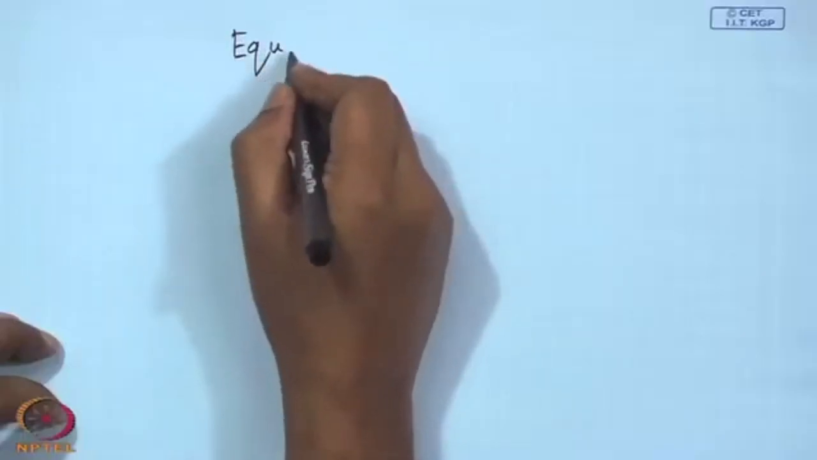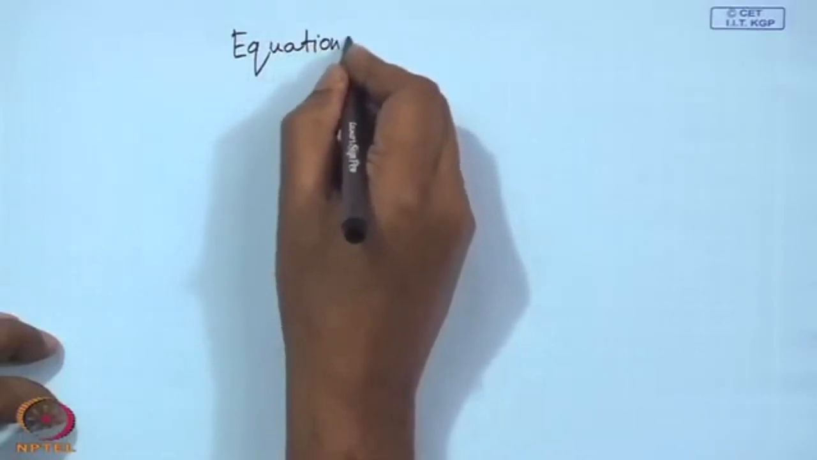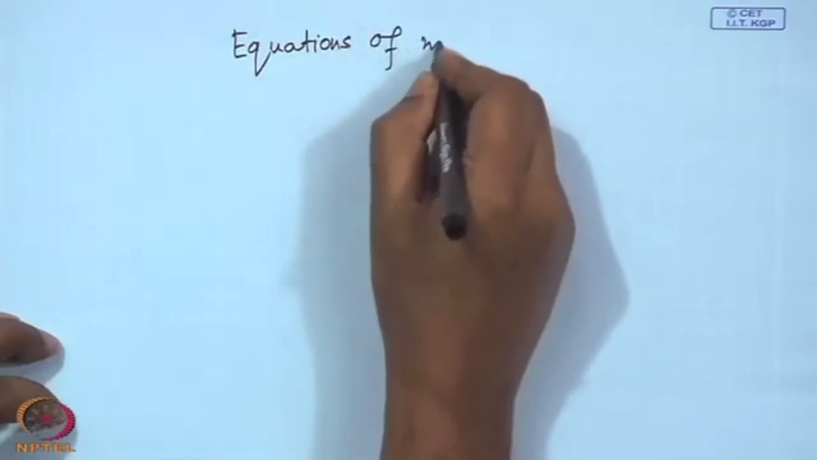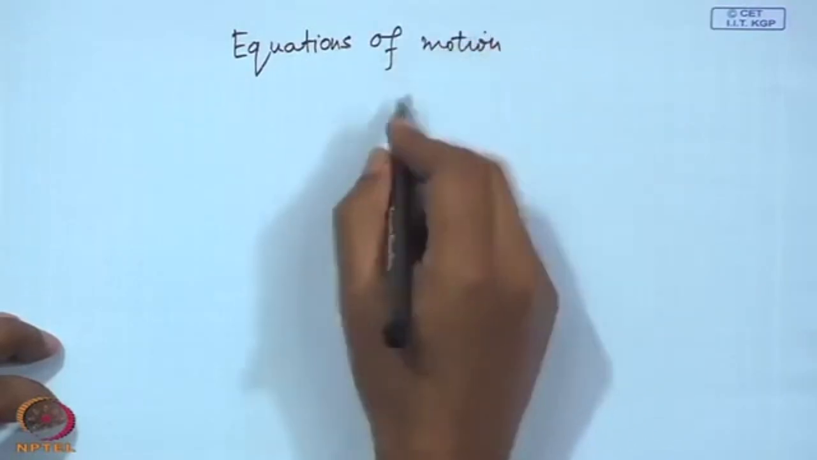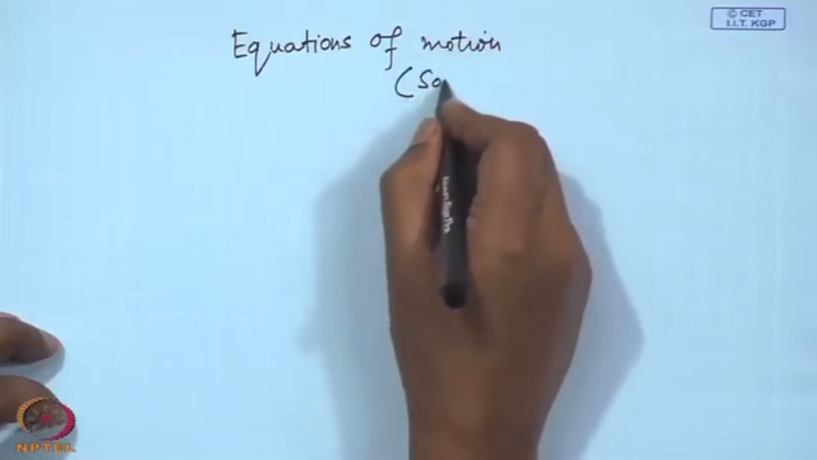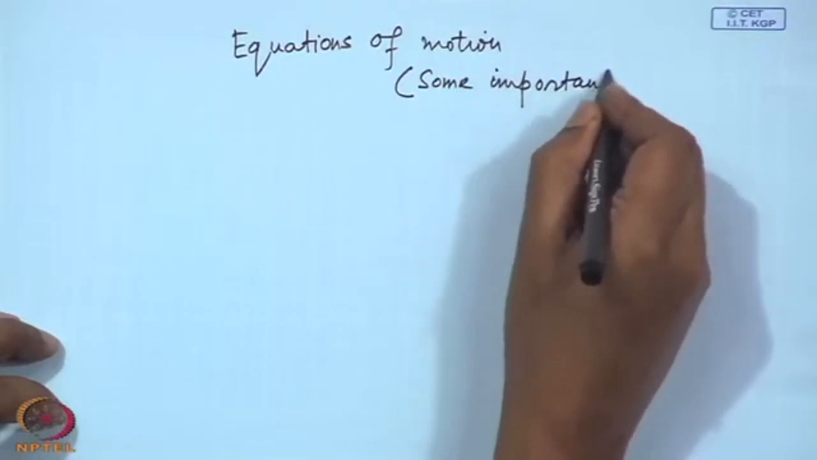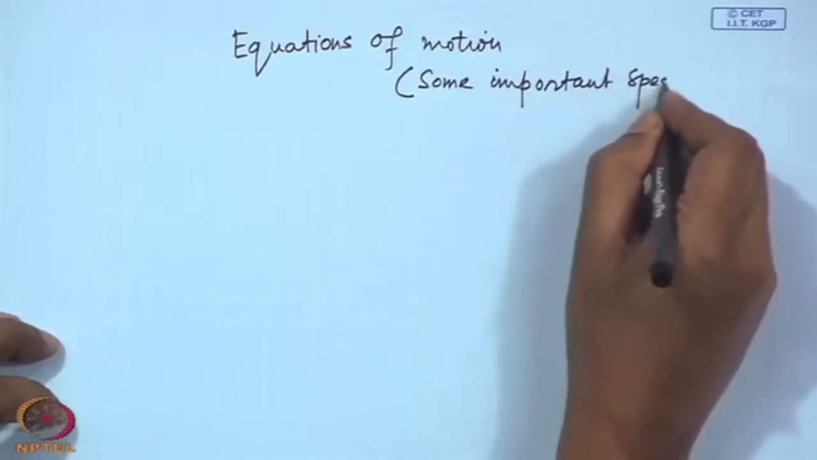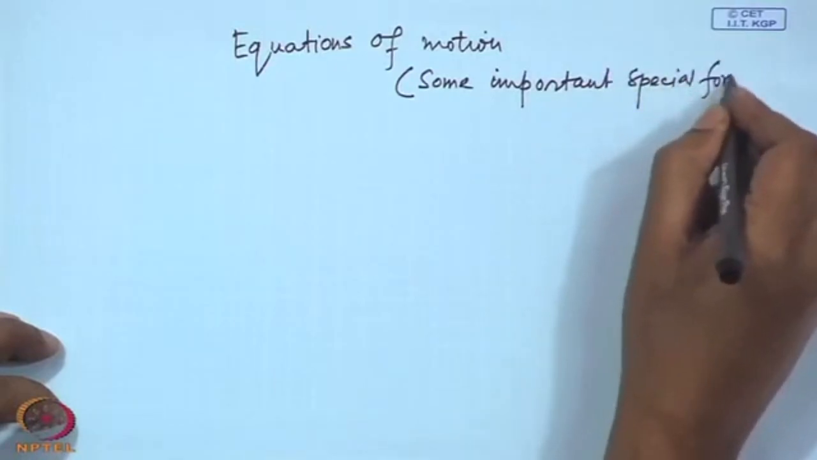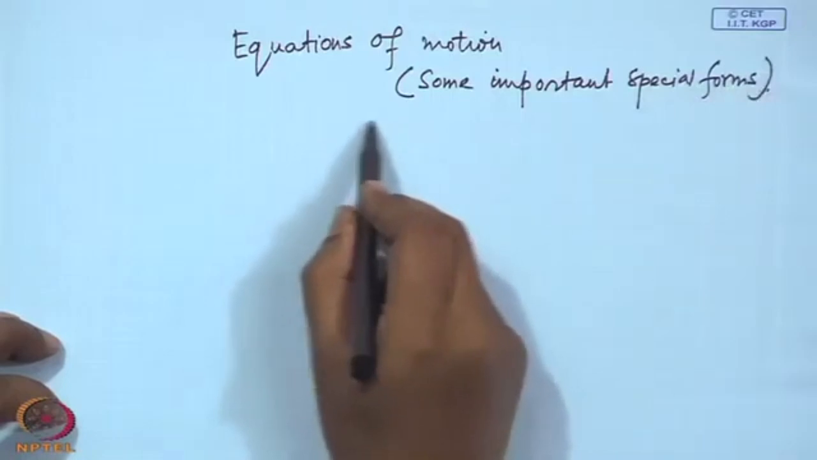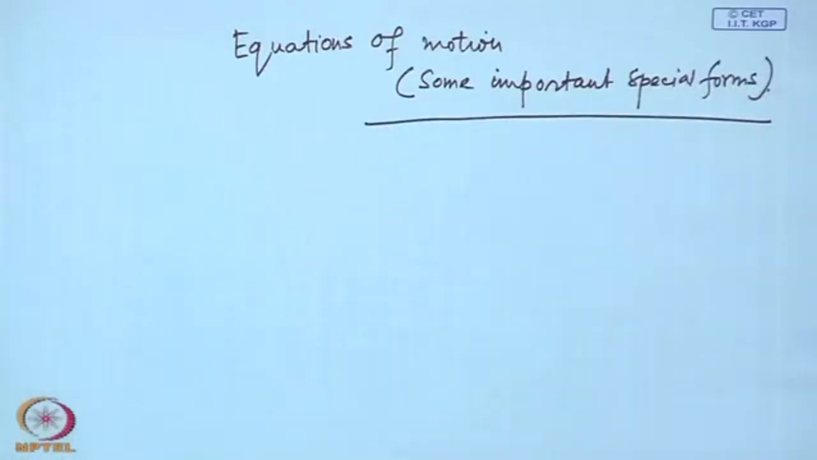So, what we will do today is basically equations of motion, some important special forms. And as you will see, in many situations these special forms are perhaps more useful than the original or the complete form.